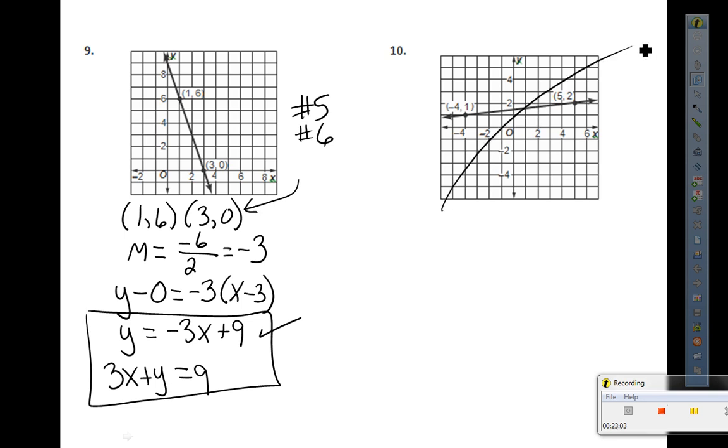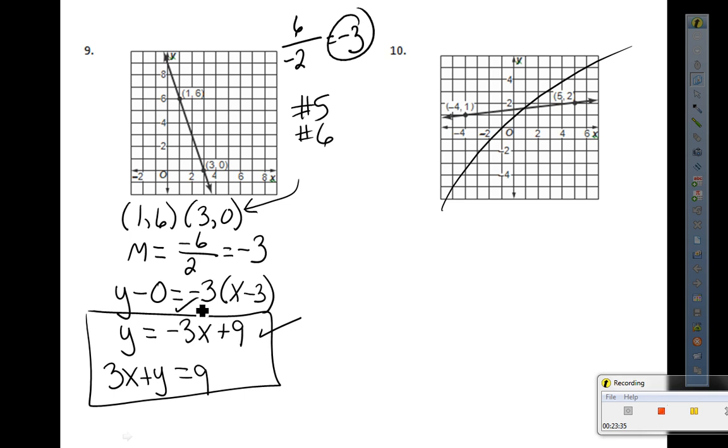But look at number 9. Could you have figured out the slope without doing all this work? We know that slope is rise over run. So check out what I'm going to do. Starting at this point here, I'm going to go up 1, 2, 3, 4, 5, 6. So I went up 6, and I'm going to go over 2. But since I went to the left, it's negative 2. Well, I now know my slope is -3.